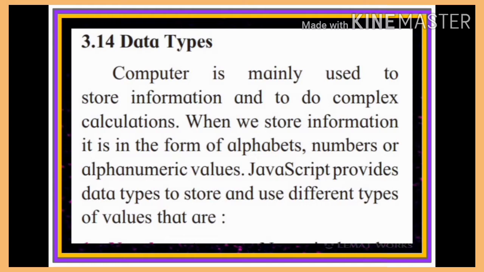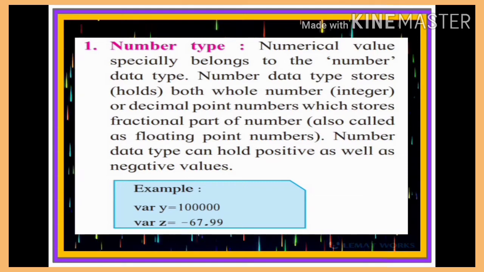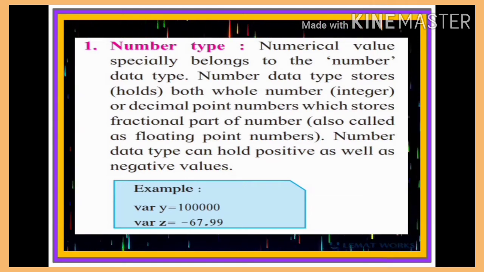The next important topic is data types. A computer is mainly used to store information and to do complex calculations. When we store information, it is in the form of alphabets, numbers or alphanumeric values. JavaScript provides data types to store and use different types of values: number type, string type, boolean type, infinity, null and undefined. Let's see one by one.